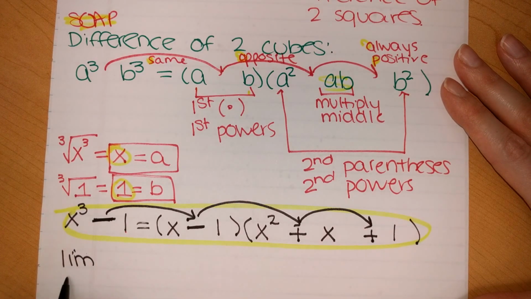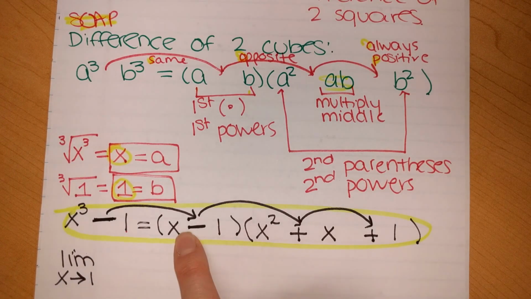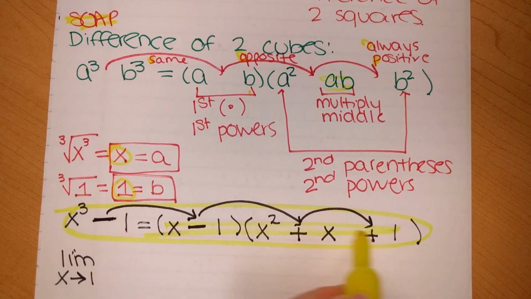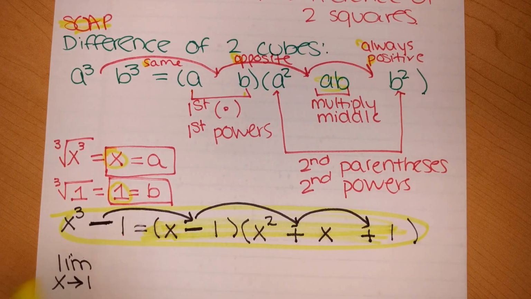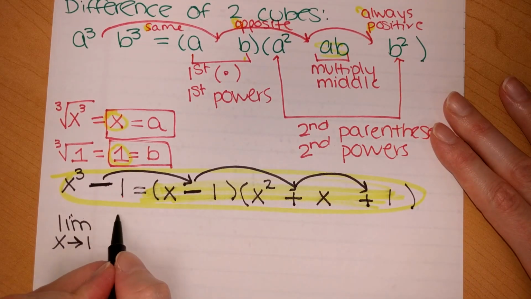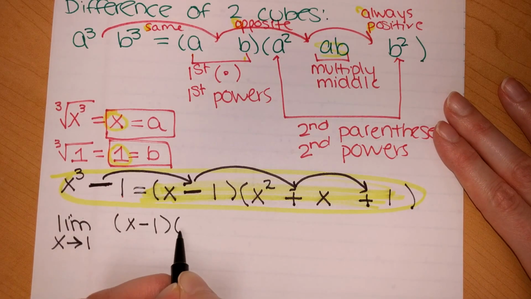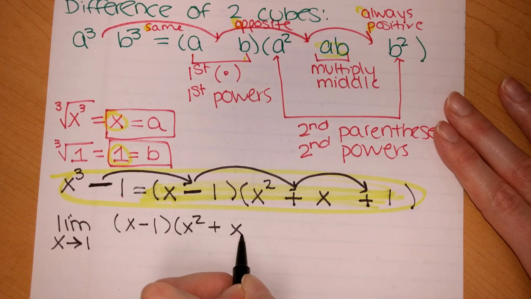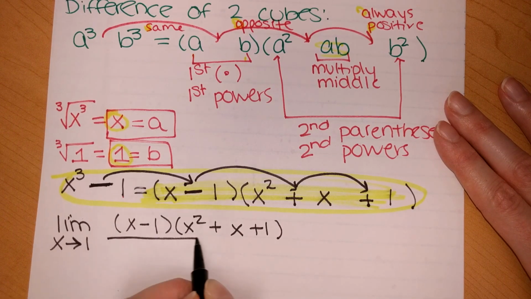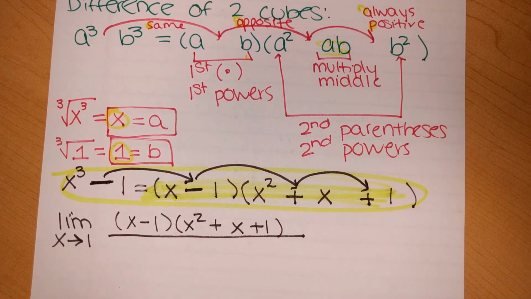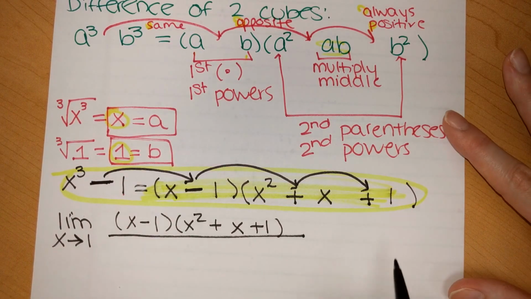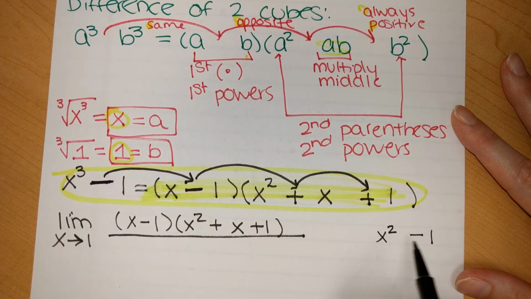All right, so let's go back to our cute little limit here, limit as x goes to 1. We're going to plug in this factorization right here for the numerator. So the numerator will look like x minus 1, x squared plus x plus 1. And then the denominator, we have a difference of 2 squares. So for the denominator, we have x squared minus 1.